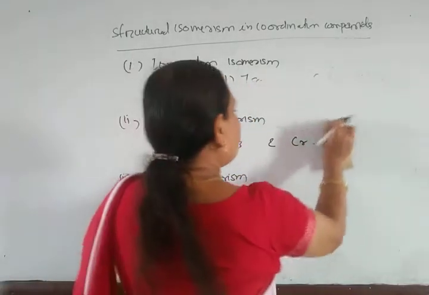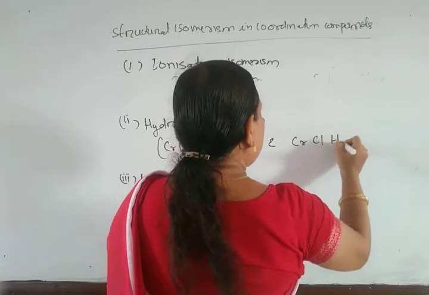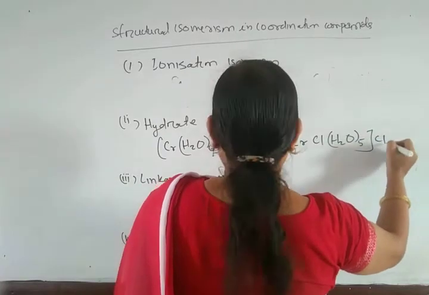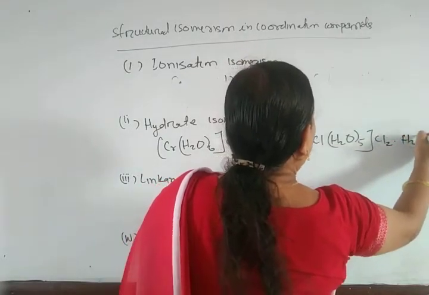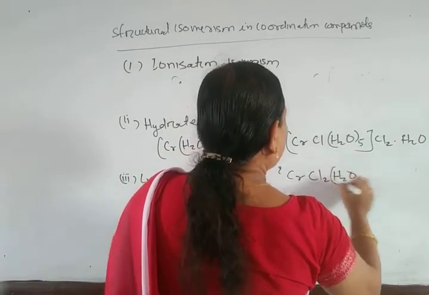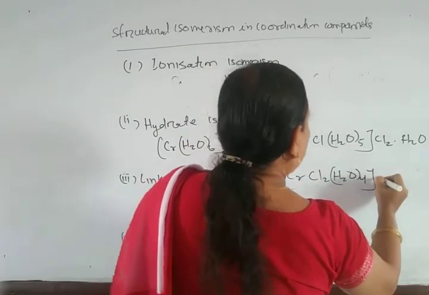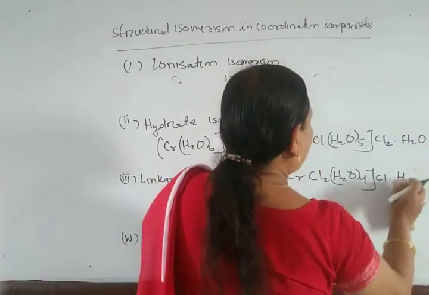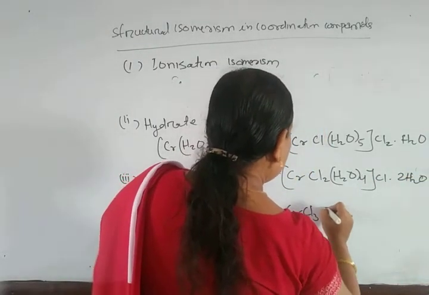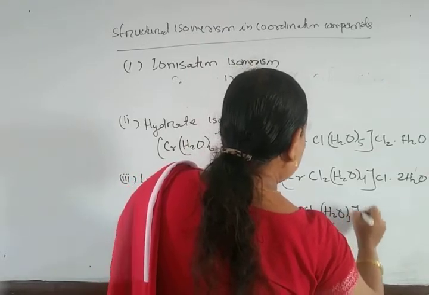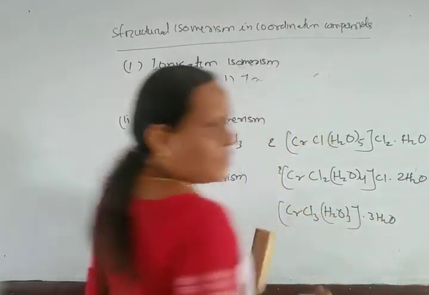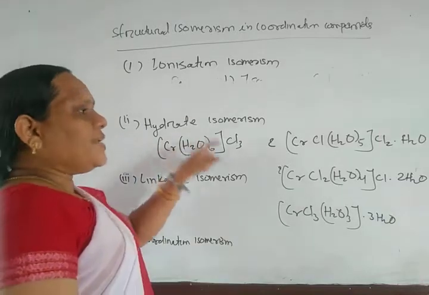1 minute. So first [Cr(H2O)6]Cl3, and [CrCl(H2O)5]Cl2·H2O, and [CrCl2(H2O)4]Cl·2H2O, and [CrCl3(H2O)3]·3H2O. So these are some examples of hydrate isomers.